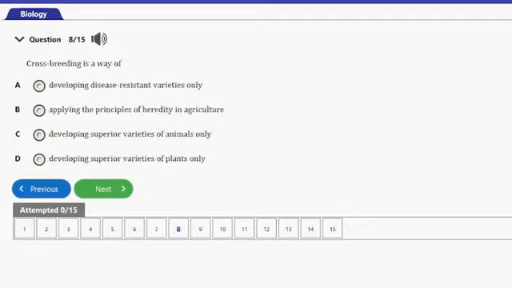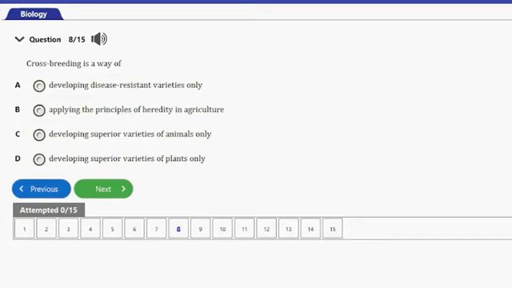So the next question here is question number 8. It says, crossbreeding is a way of A, developing disease-resistant varieties only, B, applying the principles of heredity in agriculture, C, developing superior varieties of animals only, and D, developing superior varieties of plants only. The answer to this question is option B here, and that's applying the principles of heredity in agriculture.